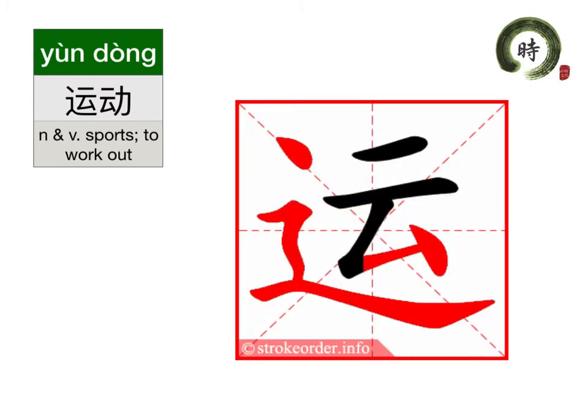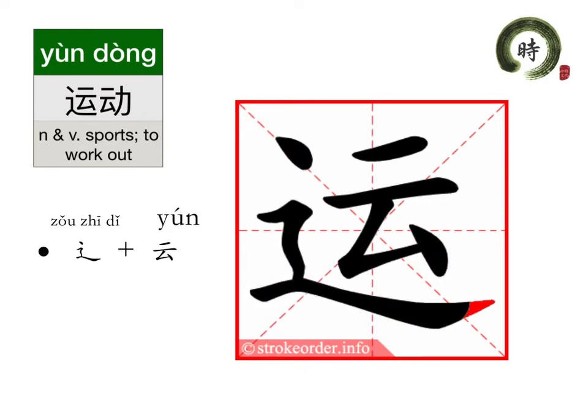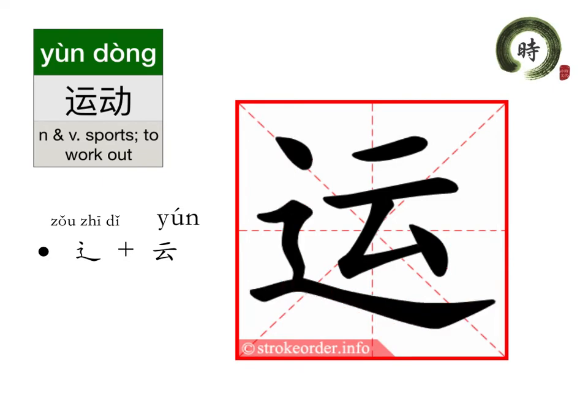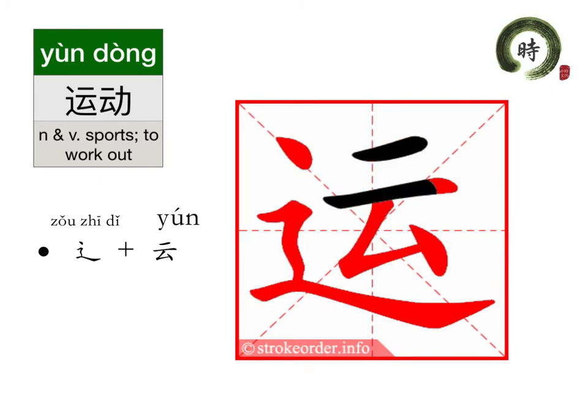运 is composed by two parts. So the inside part is 云. Do you still remember 云? Very good. 云 means cloud. So this is the pronunciation part of this character. And the outside part is 走之底.